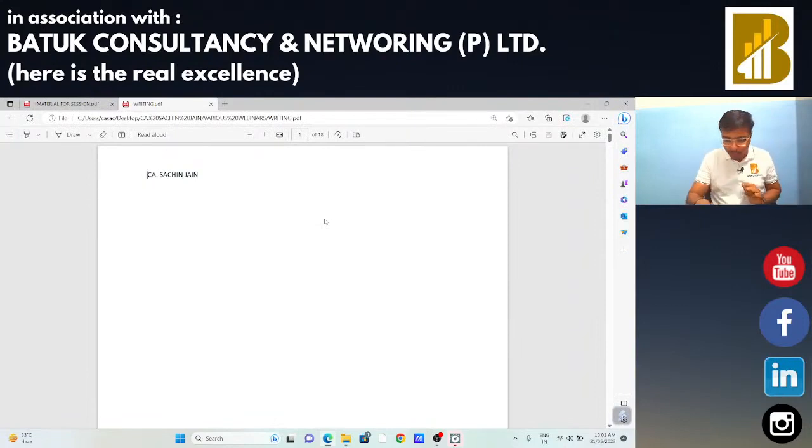So, today we are going to start our discussion on a very important topic: analysis of financial statement from GST audit point of view.